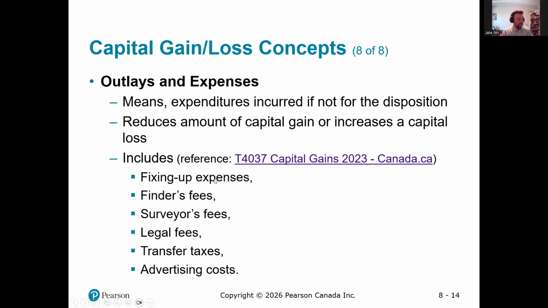So we have fixing up expenses, finder fees, legal fees, and transfer taxes are usually the biggest ones. When we have stock and share purchases and sales, sometimes if we're using a broker, they'll take a certain commission. So that will be subtracted from our gain loss as well.